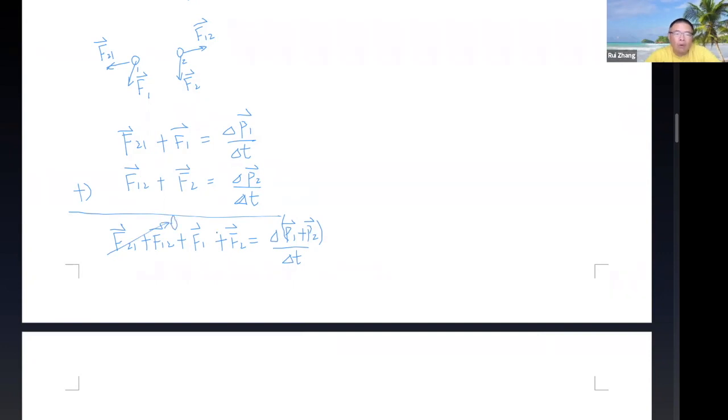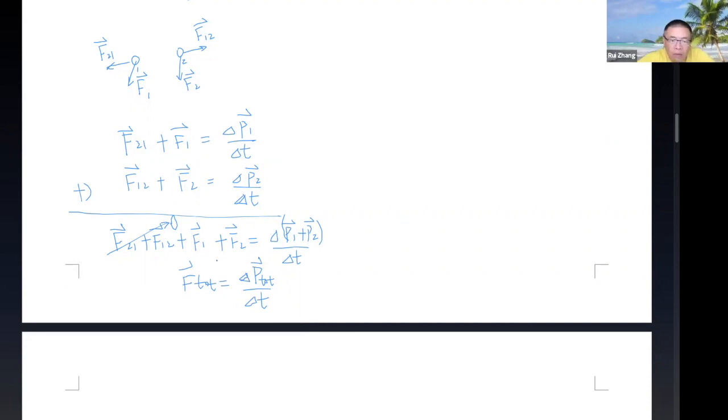However, there are 2 new forces here, F1 and F2. They're given by some external objects or something. So in that case, certainly we cannot say that they cancel each other out. And in general, they do not cancel each other out, okay? So there is a total force on the 2 objects together. On the right-hand side, we just have the total momentum change divided by delta T. So we see that we do not have 0 on the left. So the total momentum in this case is not conserved, okay?